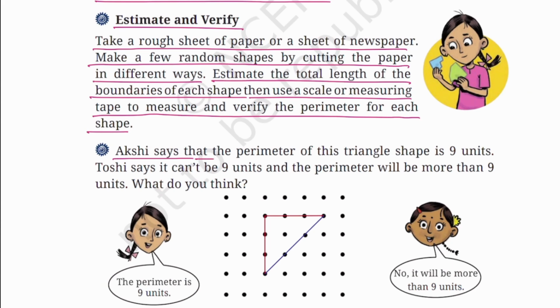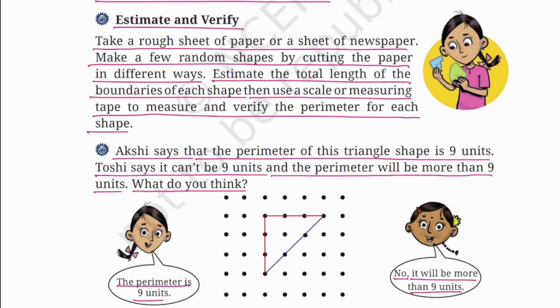Akshi says that the perimeter of this triangle shape is 9 units. Tosi says it can't be 9 units. The perimeter will be more than 9 units. What do you think? Akshi says the perimeter is 9 units. Tosi says no, it will be more than 9 units.